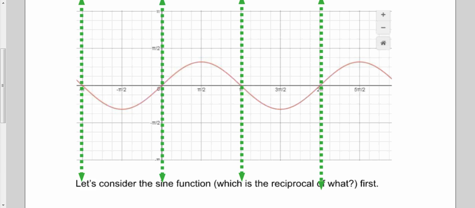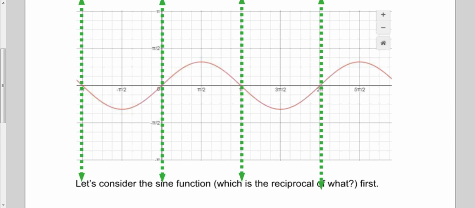Now, why did I draw those in? What is the value of sine at those values? 0. And cosecant is the reciprocal of sine, right? What is 1 over 0? You can't do it. It's undefined. So is cosecant defined when theta equals 0? No. Hence the asymptote, right?